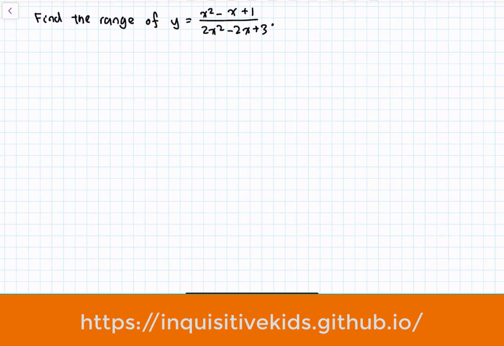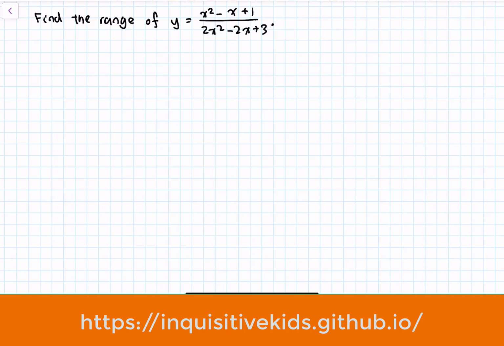Find the range of y equals x squared minus x plus 1 over 2x squared minus 2x plus 3. We're asked to find the range of y. This means we're trying to find the set of all values that y can be.